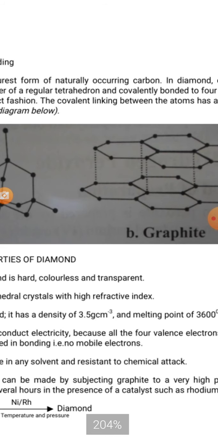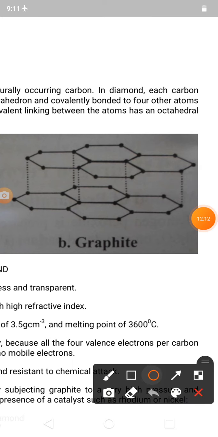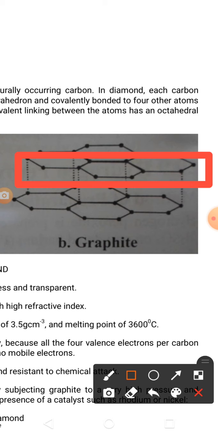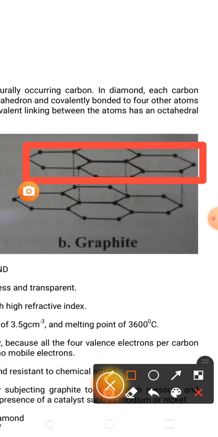If you look at this diagram here, this graphite, you see the first layers. Let me quickly show you. You have the first layer here. Let me draw it very well so that you can see it. First layer, the one at the top, that's the first layer. Then this is the second layer here.